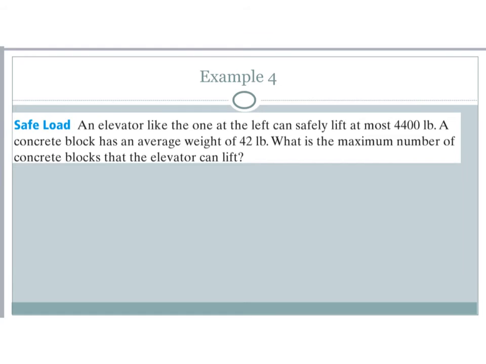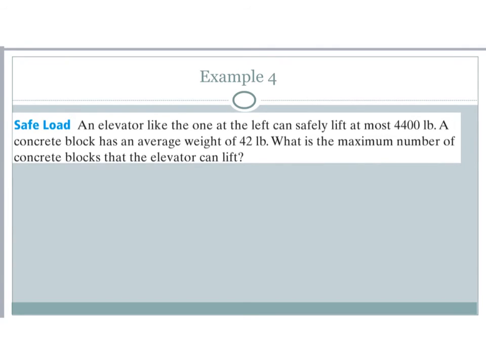Example 4 says an elevator like the one at the left, which I forgot to attach a picture, I apologize, will safely lift at most 4,400 pounds. A concrete block has an average weight of 42 pounds. What is the maximum number of concrete blocks that the elevator can lift?